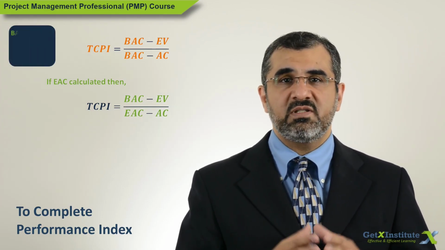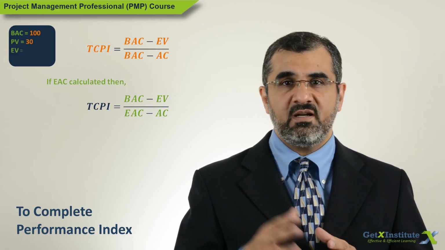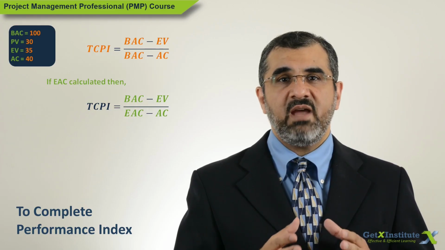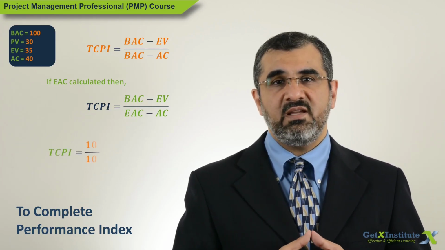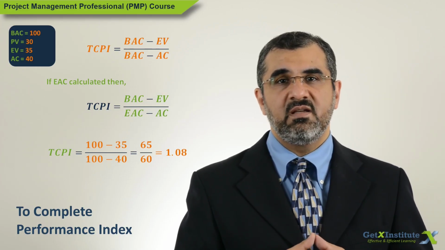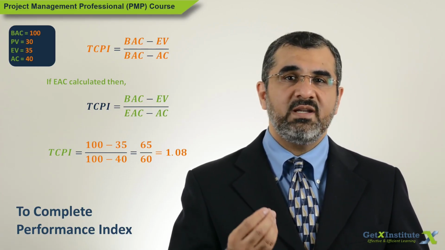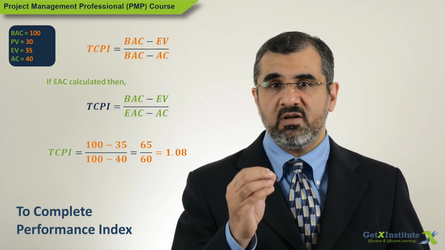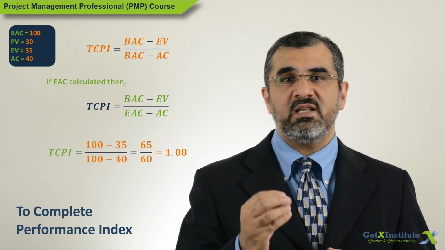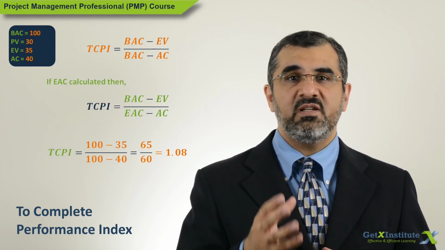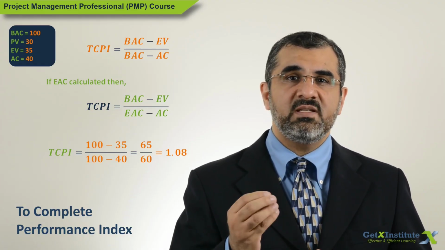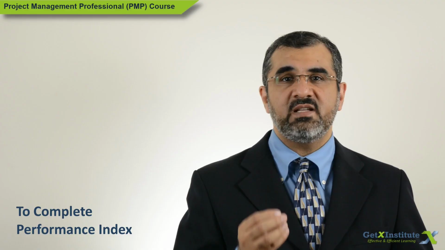So for the post-installation project discussed in the earned value for establishing current status video, TCPI will be BAC minus EV, which is 65, divided by BAC minus AC, which is 60. So TCPI is 1.08. For each dollar spent, 1.08 posts have to be installed so that the project can be finished with the original budget of $100. Or each post should be installed at a cost of 92 cents going forward.